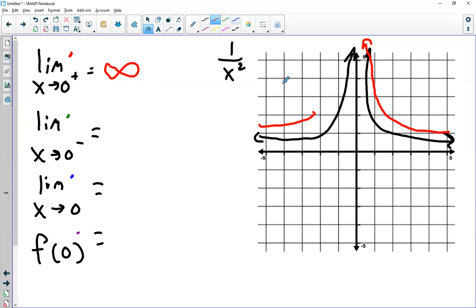Now, the other way, this one is also going up and up. And this one is going to also be infinity.